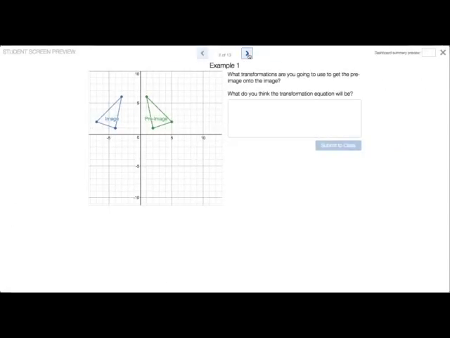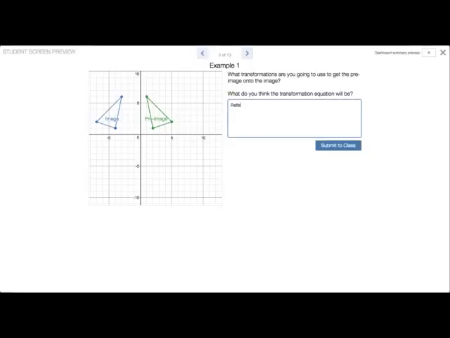Second screen and all the rest of the screens, these are just practice for you guys to be able to work on your transformations. So here's my example. The question asks, what transformations are you going to use to get the pre-image, the green one, onto the image, the blue one? So what do you think is going to happen? Well, when I'm looking at this right now, these look reflected right across the y-axis. But if I reflect this shape across the y-axis, this point right here is going to end up right here. So it looks like I need to do a reflection and then also a translation of 2 units to the left. Okay, so let me write that.